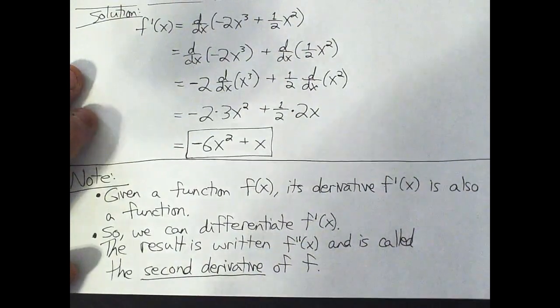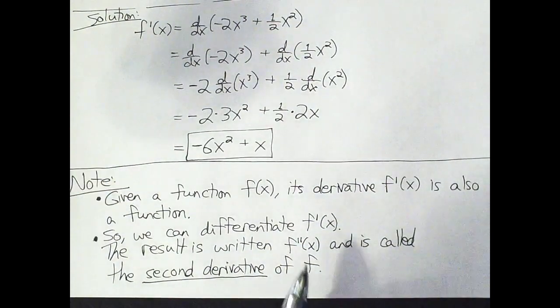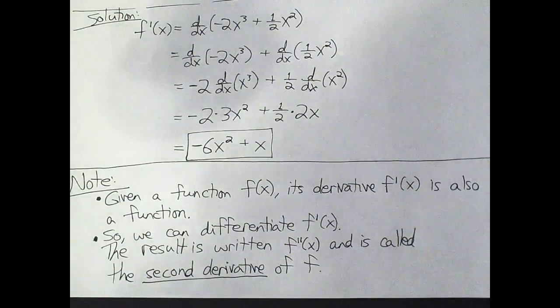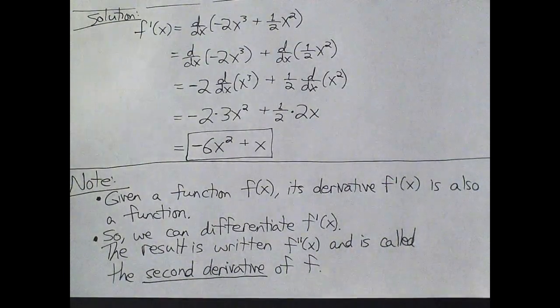So I think that notation makes sense. We add another little prime symbol. I like that notation. Shows that we did the derivative twice, and we call it the second derivative. I think it's easy to remember that name. It makes sense. We did the derivative twice.